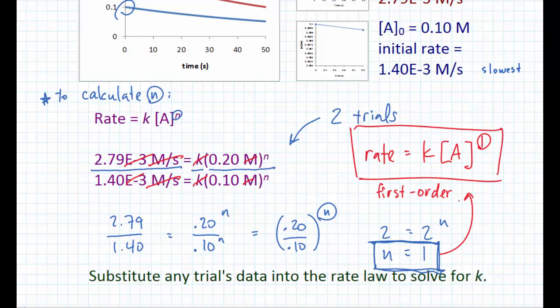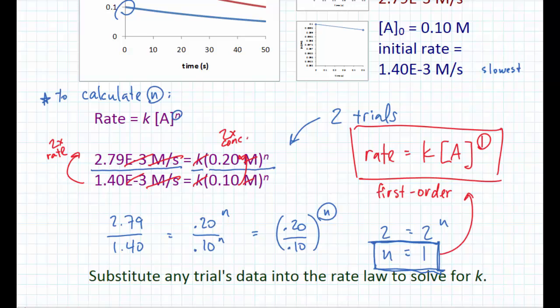Now, that's a way of doing it with math. We can also do that with words. Looking at this trial to that trial, that was double the rate. And this trial to that trial, it is also double the concentration. If the rate and the concentration have the same relationship, that's a first order reaction. That's the rate and the concentration being directly proportional to each other. So if you double one, the other doubles. That's what happens in a first order reaction.